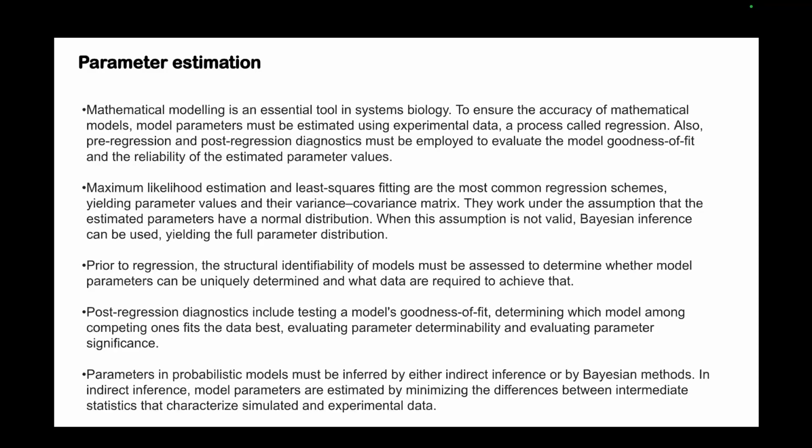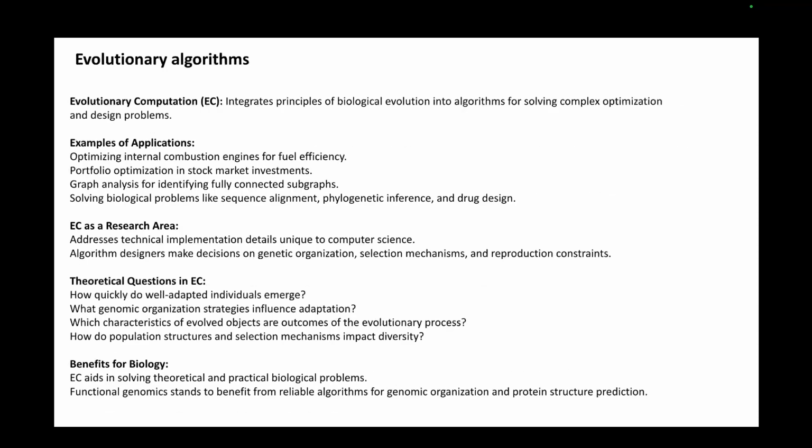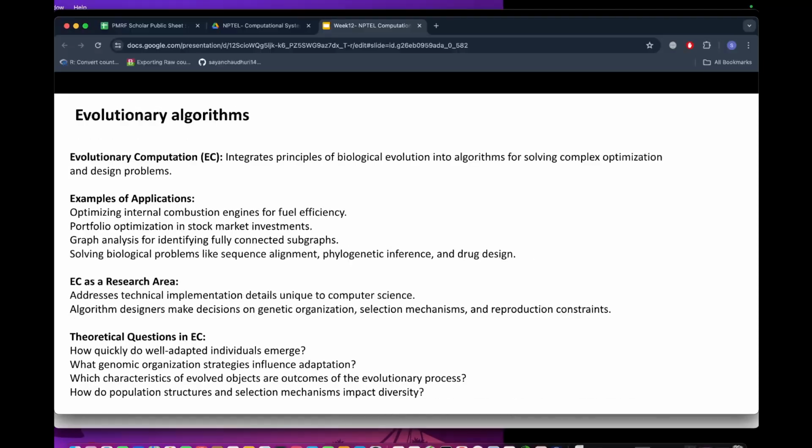In indirect inference, model parameters are estimated by minimizing the differences between intermediate statistics that characterize simulated and experimental data. So we have talked a lot about parameter estimation and how these processes work. I'm not going into detail, but this is a boring thing to do, but this is one of the most important things for the model. But yeah, okay. Next we come to evolutionary algorithms.